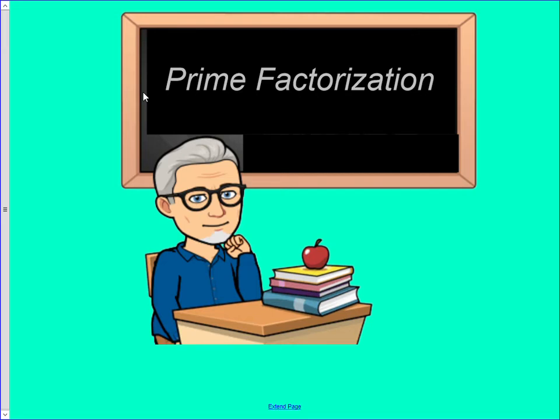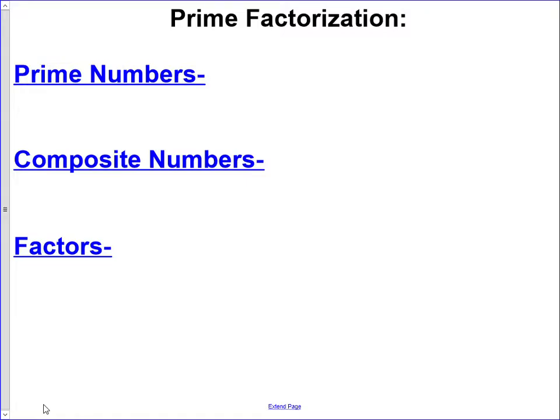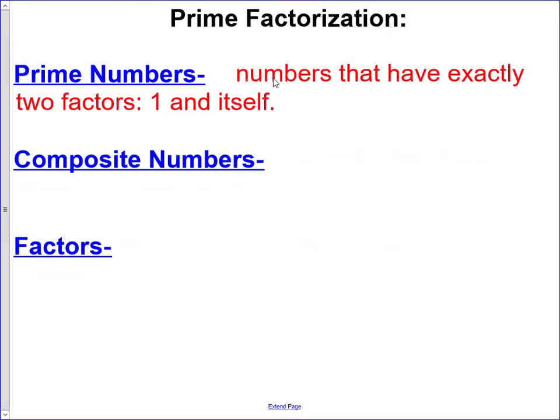Okay, today I'd like to talk about prime factorization. There's many ways to do it, but first of all, let's talk about what prime numbers are, composite numbers, and what factors themselves are. Well, prime numbers are numbers that have exactly two factors, 1 and itself.